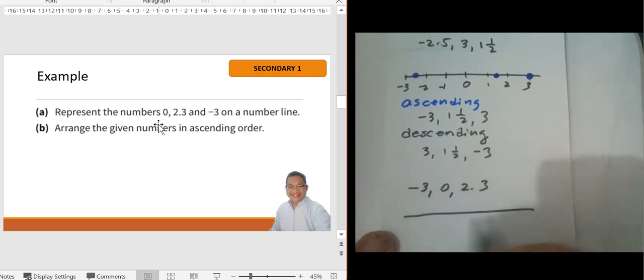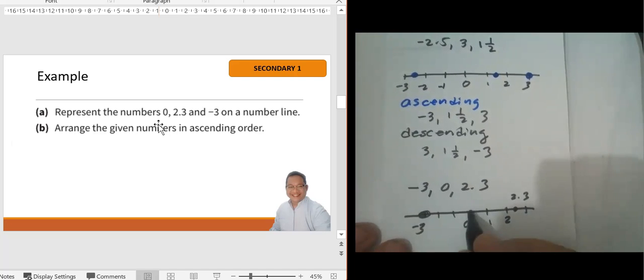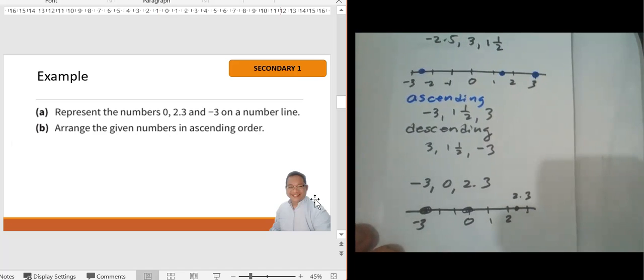All right, I think just for the sake of discussion, I'm gonna show it. If that is 2, that is 1. 2.3 is somewhere here. So that's 2.3. And -3 is somewhere here. So that is now -2, and the -3, that's 0, and that's 2.3. All right, that's the answer to this one.